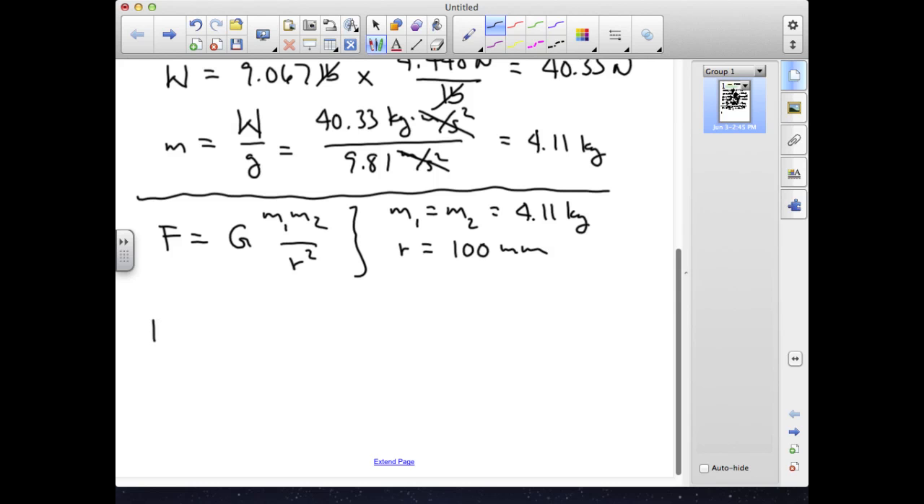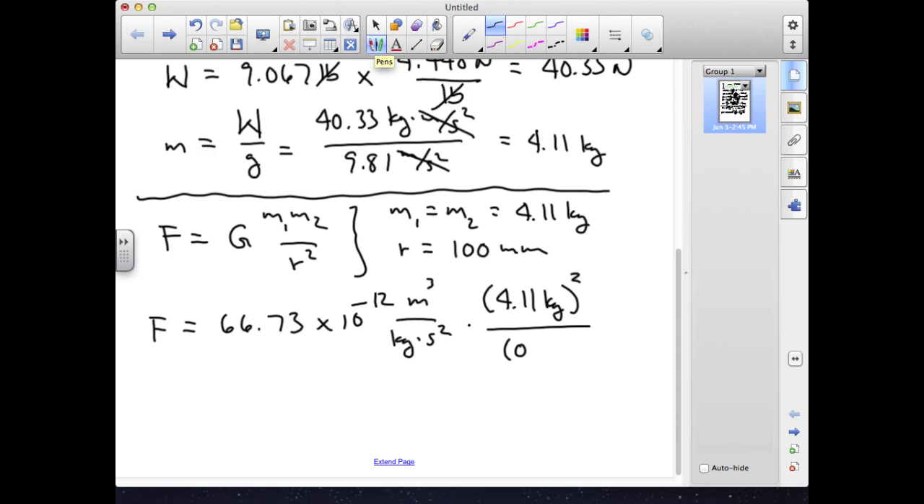So in this case, our force of mutual attraction is big G, which is 66.73 times 10 to the minus 12th, with units of meters cubed per kilogram second squared, times 4.11 kilograms squared over 0.1 meters squared. And we'll notice here that the kilogram cancels out the kilogram squared here. When we're done, we'll have units of kilograms from that, and then we have a meter cubed in the numerator and a meter squared in the denominator, which will give us a net meter, and we've got second squared down here at the bottom, so the units of this are in fact going to turn out to be units of newtons.